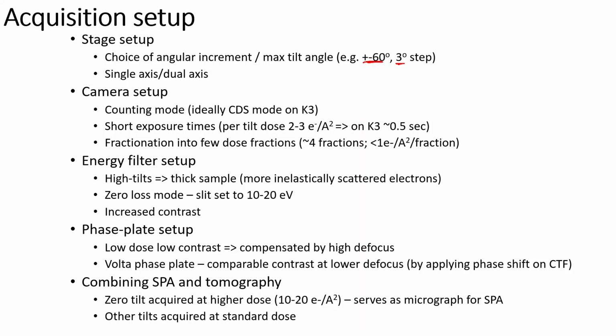And this will not serve us only as the zero tilt for tomography, but this will serve us also as a micrograph for an SPA analysis, where we can correlate our results from a tomographic reconstruction with a reconstruction from SPA that's kind of more established than the tomography. Other tilts, however, in this case are acquired with the so-called standard dose, a lower dose, not to have extensively high radiation damage.